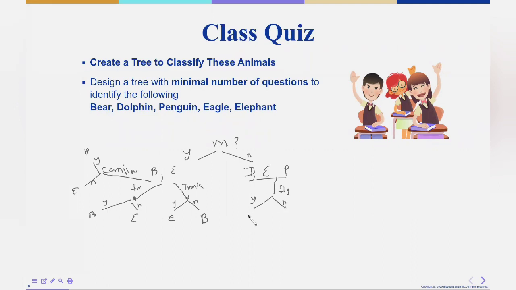Dolphins, obviously, cannot fly. Sorry, that's no here. And penguins can't fly either, I'm guessing. So that separates the eagle for me. So eagle is isolated. Good. Now we have dolphin and penguin. How will you separate these two guys?